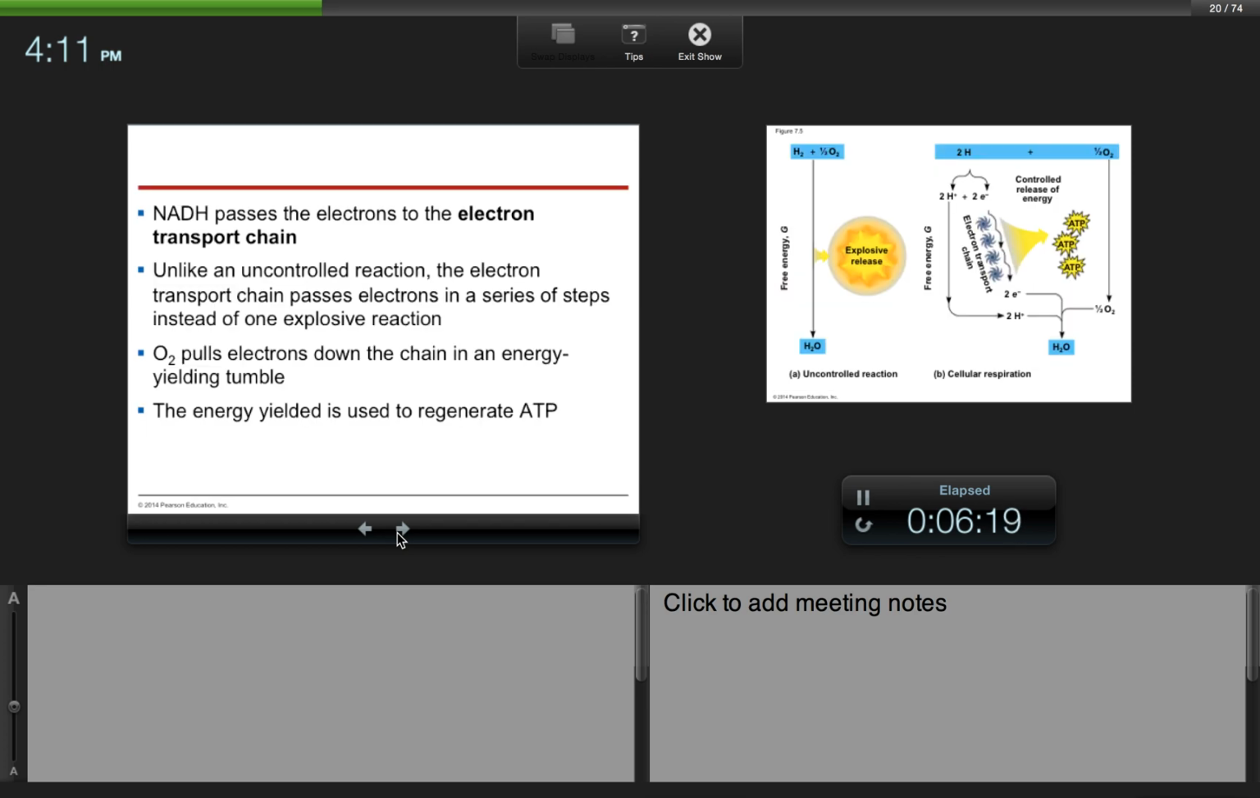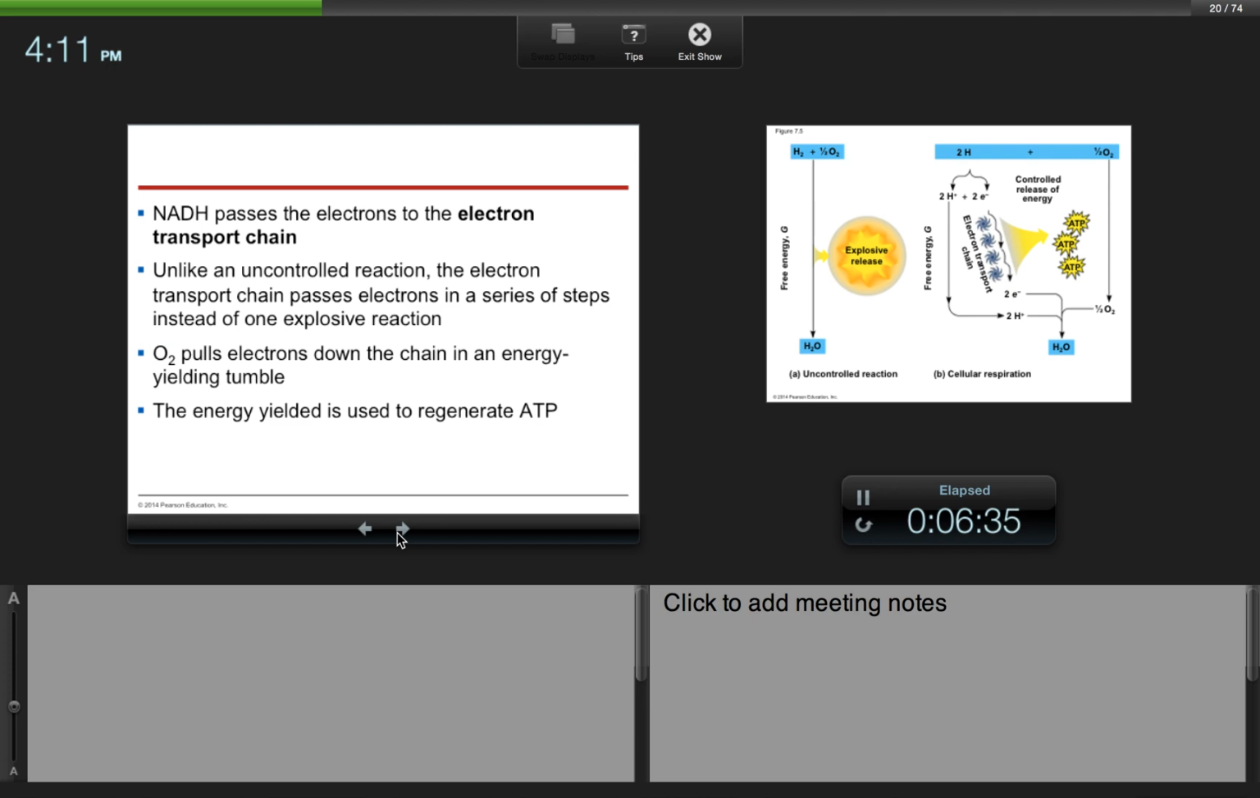NAD passes the electrons to the electron transport chain. Unlike an uncontrolled reaction, the electron transport chain passes electrons in a series of steps instead of one explosive reaction. Oxygen pulls electrons down the chain in an energy-yielding tumble.